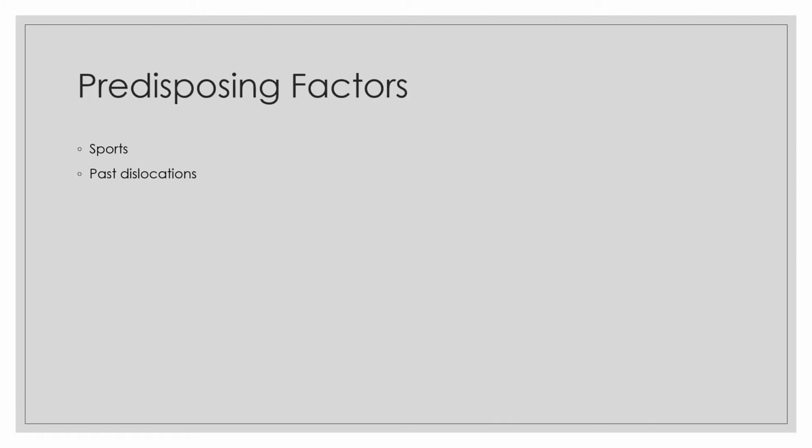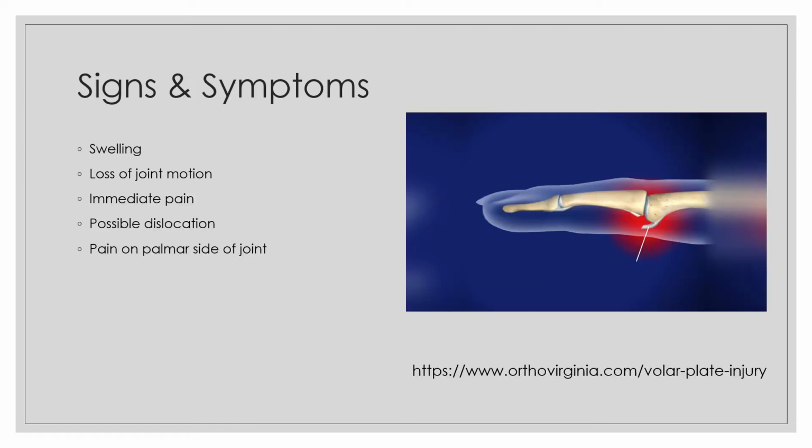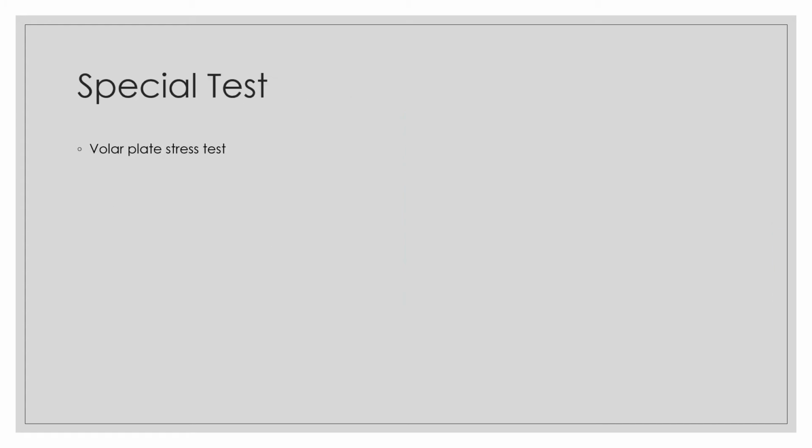Predisposing factors are sports and past dislocations. Signs and symptoms of a volar plate avulsion and fracture are swelling, loss of joint motion, immediate pain, a possible dislocation, and pain on the palmar side of the joint. And the picture to the right shows a volar plate tear. Special test is a volar plate stress test.